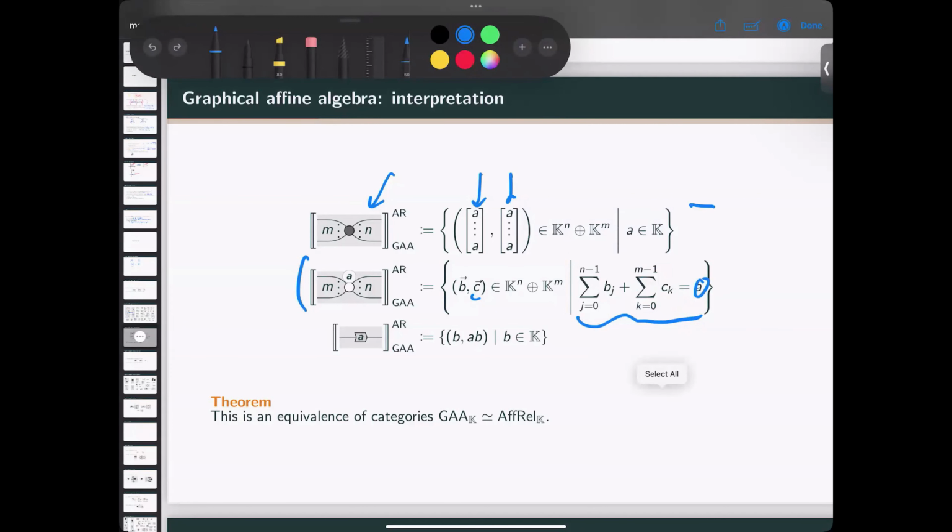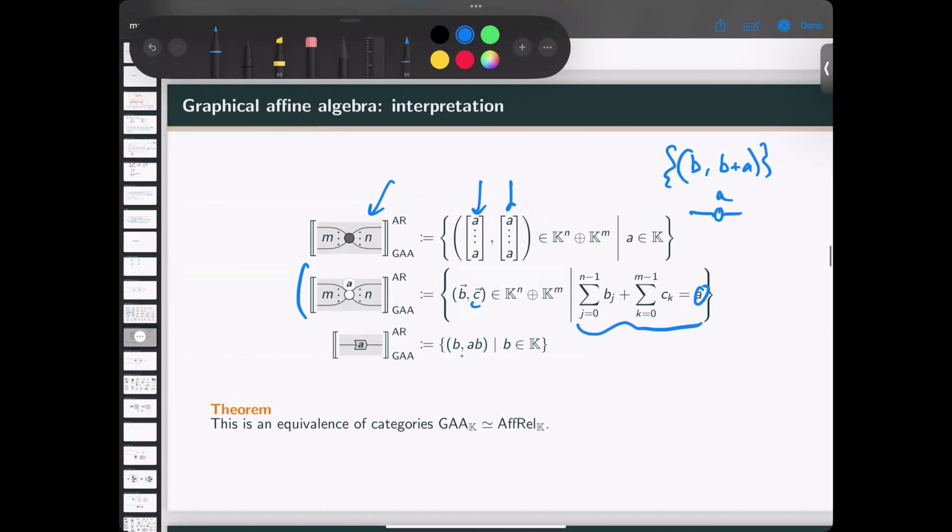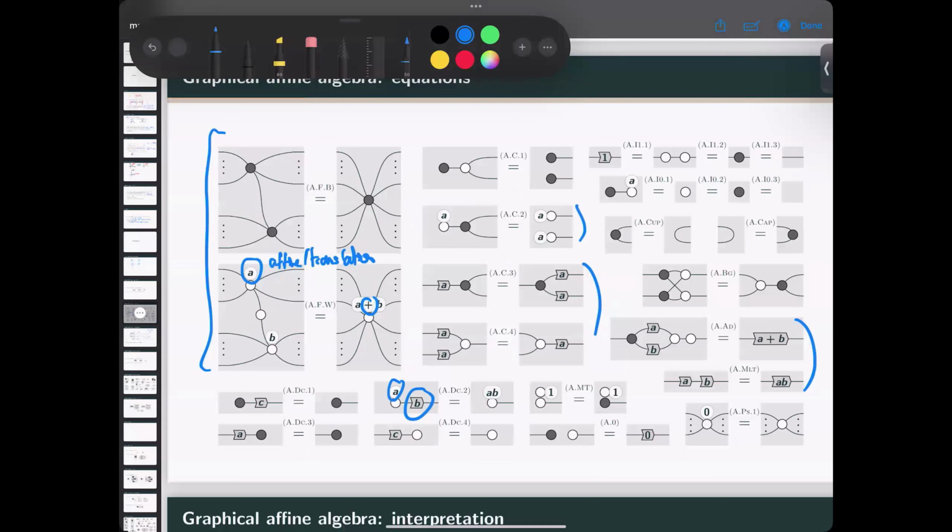In the case where you have a one-to-one spider, then it's literally just doing something like this, right? Or up to the sign. And then the multipliers do exactly what you would expect. If I give it an element B of the field, then it's going to output A times B, where I've now multiplied by A.